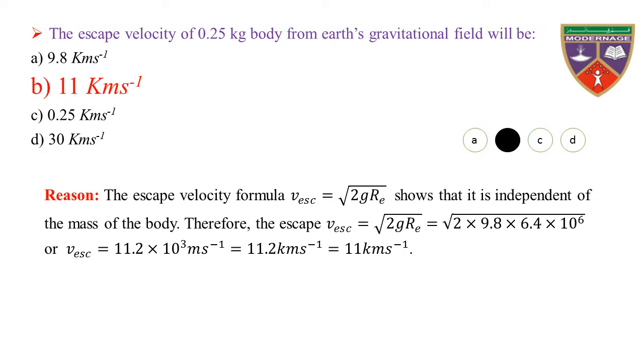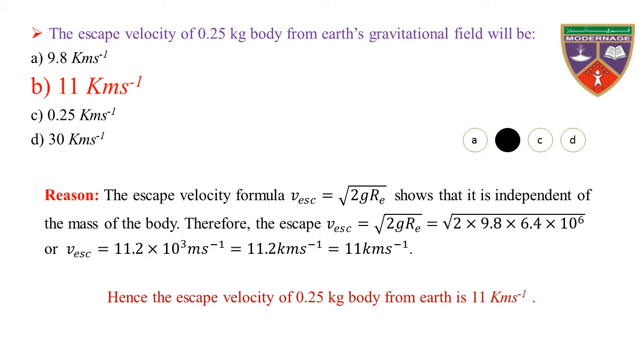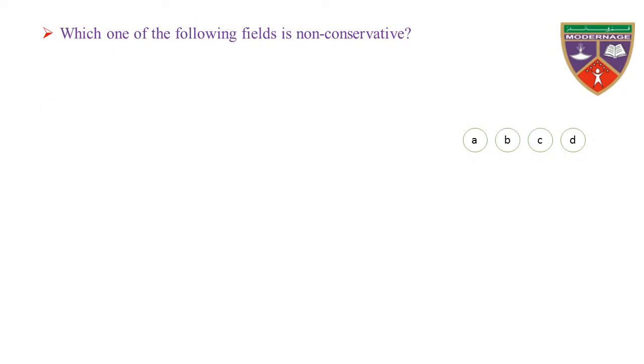Simplification gives the escape velocity equal to 11.2 × 10^3 meters per second, which can be written as 11.2 kilometers per second, or nearly 11 kilometers per second. Hence, the escape velocity of a 0.25 kg body from Earth is 11 kilometers per second.